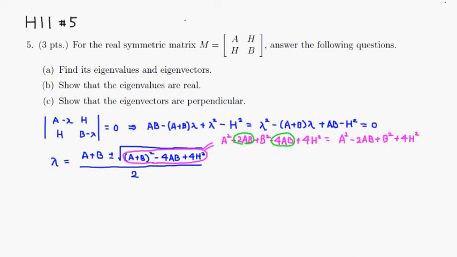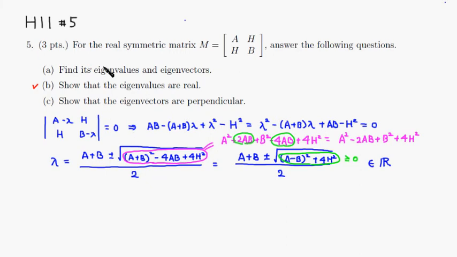So lambda is A plus B, plus or minus the square root of quantity A minus B squared plus 4H squared, all over 2. Now we can see that the eigenvalue is real, because the discriminant is non-negative. It's got the square there, and it's got the square there, so this is never negative. Therefore, it's a real number. So this basically answers part B, and we're done with part B.